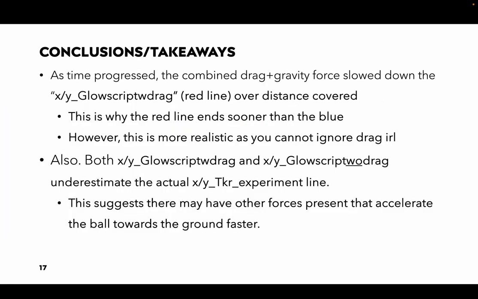My conclusions and takeaways for this experiment are that as time progressed, the combined drag plus gravity force slowed down the red line over distance covered. This is why the red line ends sooner than the blue line, because it was subjected to drag forces as well. Also, both x/y GlowScript with drag and x/y GlowScript without drag underestimate the actual x/y Tracker experiment model. This suggests there may have been other forces present that accelerate the ball toward the ground faster.